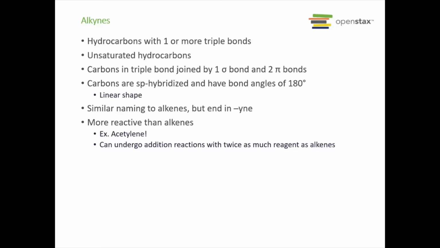So alkenes are more reactive than alkanes, and alkynes are more reactive than alkenes. For instance, acetylene torches. Those get really, really hot, right? They're used for cutting metal. Alkynes can also undergo addition reactions, kind of like the alkenes, but you use twice as much reagent because you're adding twice across the bond.